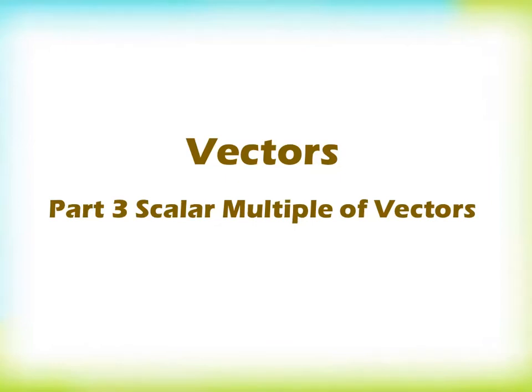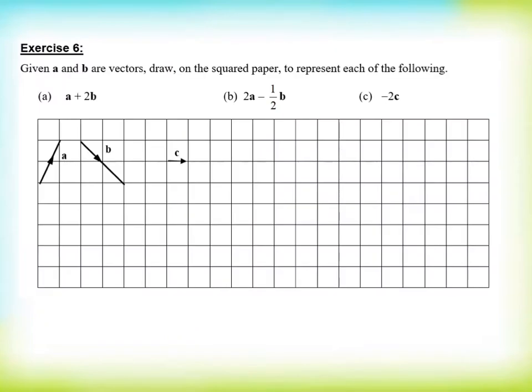Vectors Part 3b. Scalar multiples of vectors. Now up next we're going to continue with some drawings of the different vectors. Before we draw on the square paper itself, let's take a look at the different vectors over here that we have. Vector A is 1 unit to the right and 2 units up. So this will be vector A to be (1, 2).